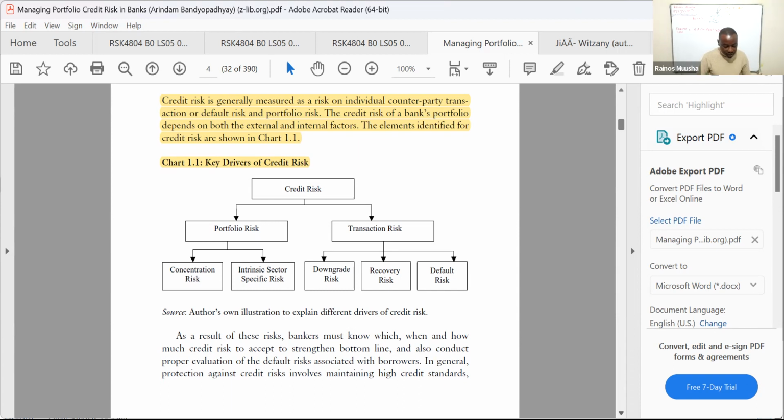So is there any question when it comes to the breakdown of chart 1.1, which shows you the breakdown of the key drivers of credit risk as well? Are there any questions?